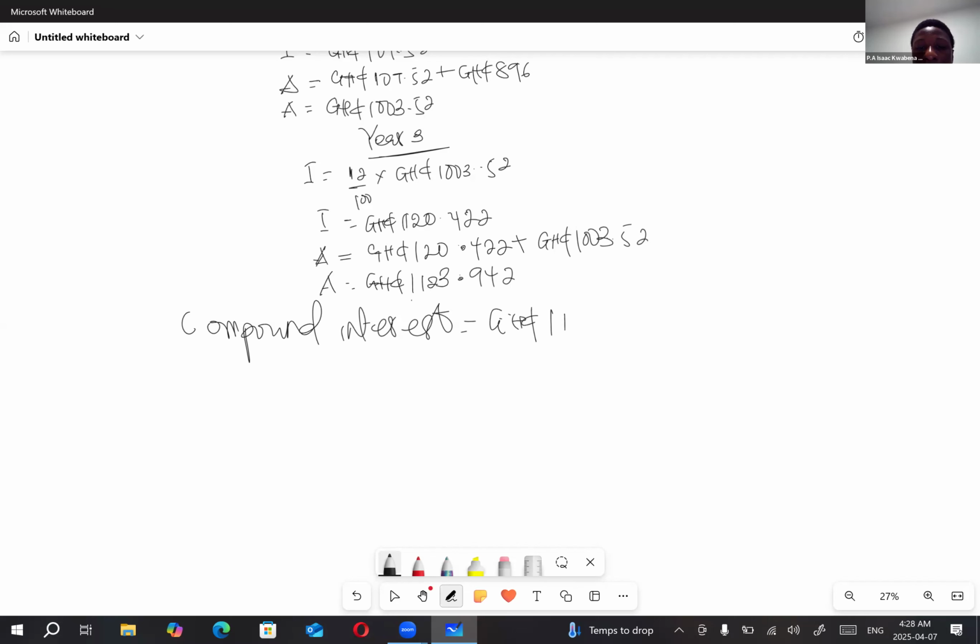Which is 1,123.942 minus 800 Ghana cedis. What is 800 cedis to us here? The first principal, the money you brought. If you want to know the total interest you've gotten, when you were coming to the bank, how much money did you bring? I brought 800 cedis. How much are you taking home? 1,123.942. When you subtract it, you know how much you have earned from the bank. It's obviously an interest.